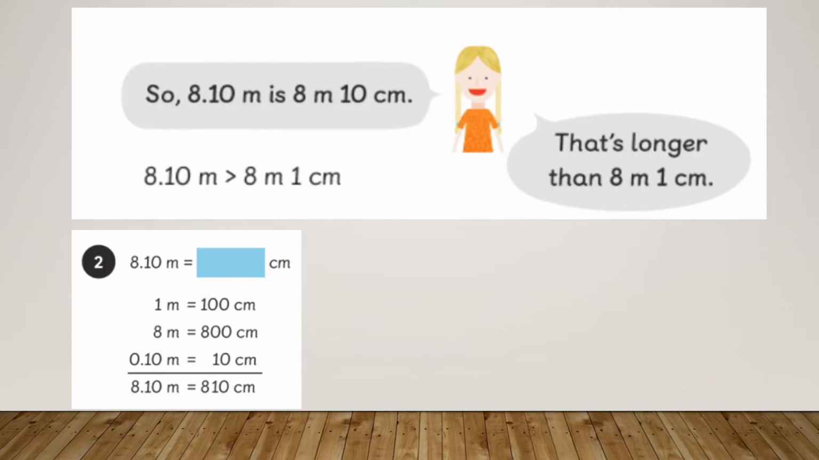So how would this look if we were making a conversion calculation? You can see that we've used our key rule again. 1 metre is the same as 100 centimetres. So 8 metres is the same as 800 centimetres. 0.1 metres equals 10 centimetres. So if we add those all up, 8.1 metres equals 810 centimetres.